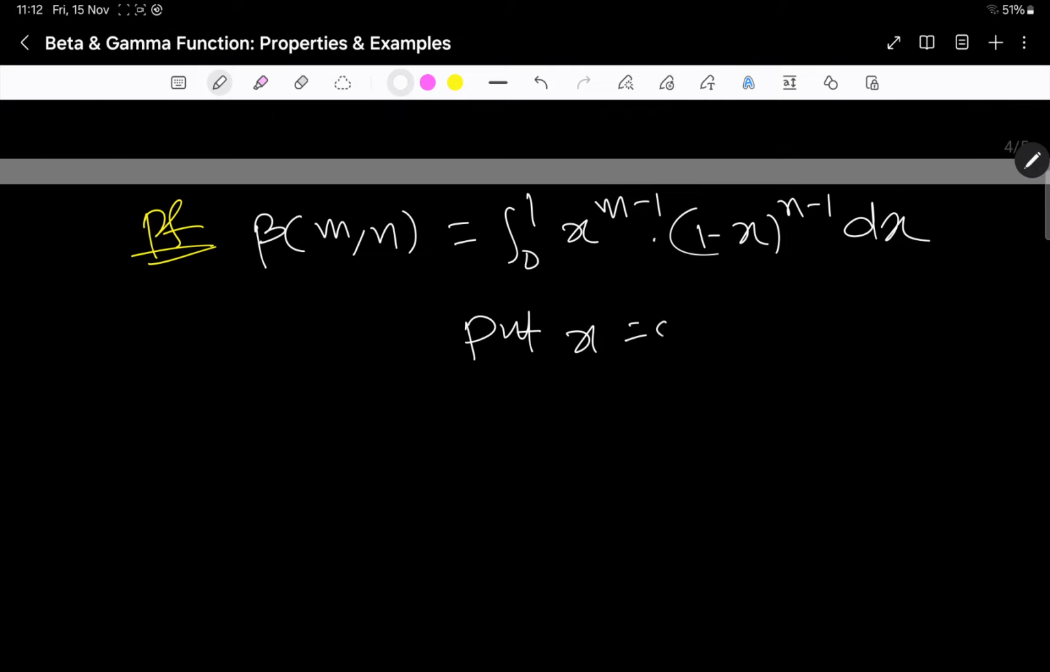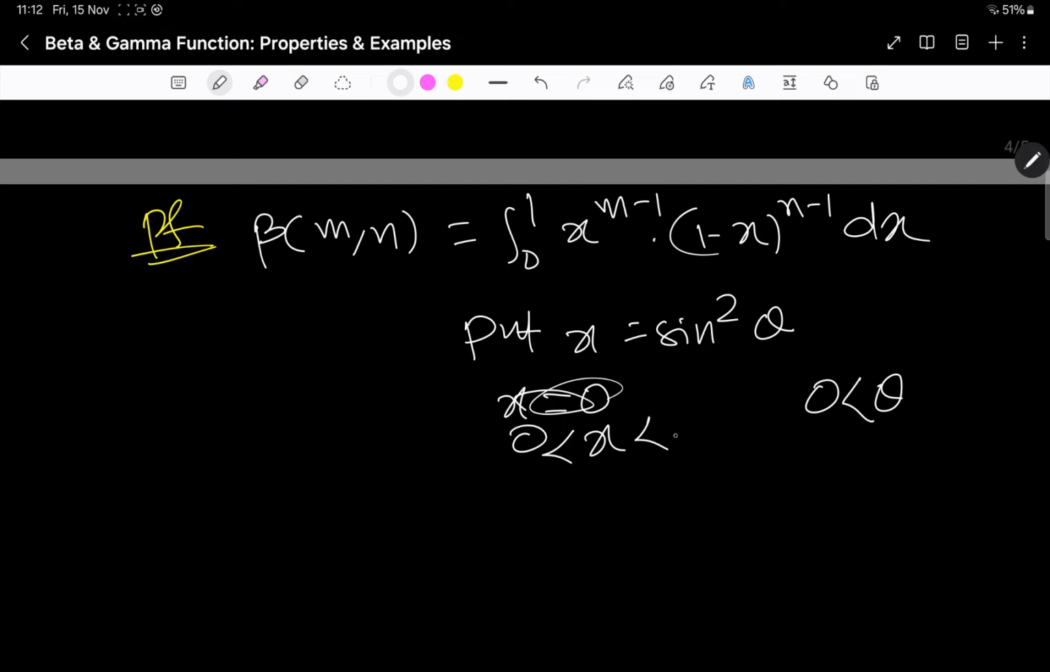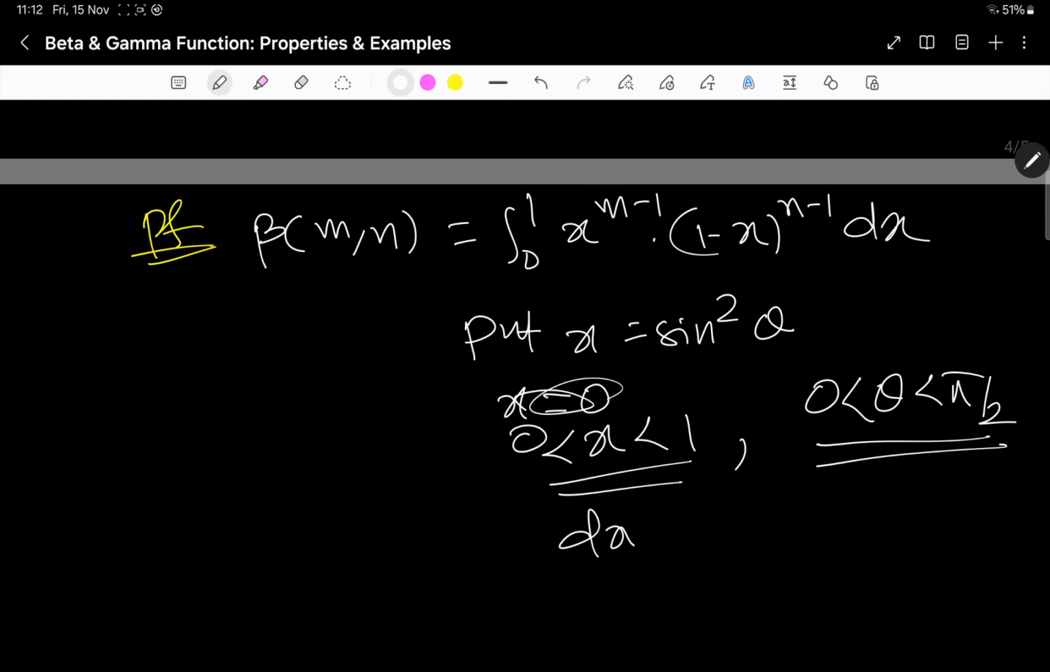You put here x is equal to sine square theta. You see, when x is 0, sine 0 is 0, theta is here 0, right? When x is here 1, for which value of theta does sine become 1? It is pi by 2. So when 0 less than x less than 1, theta varies from 0 to pi by 2. So now what happens to your dx? If you differentiate it, sine square theta derivative is 2 sine theta, and again by chain rule, cos theta.